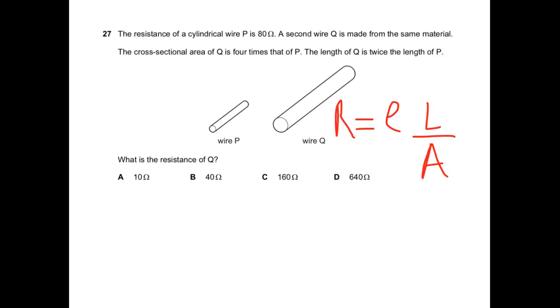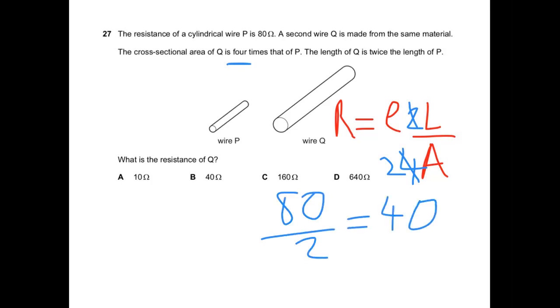Length of Q is twice that of P, as given over here. And the area is 4 times that of P. So simplifying this becomes 2 over 4, so the resistance of Q is half that of P. Therefore, 80 divided by 2 equals 40 ohms. So B is the correct option.